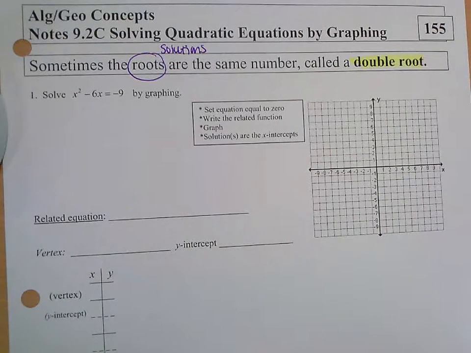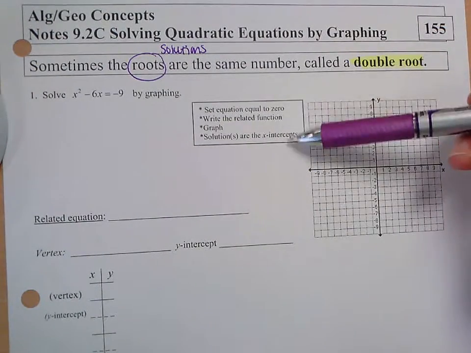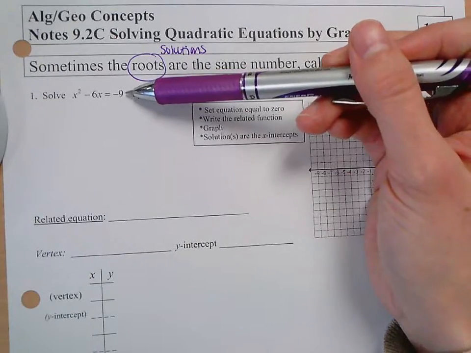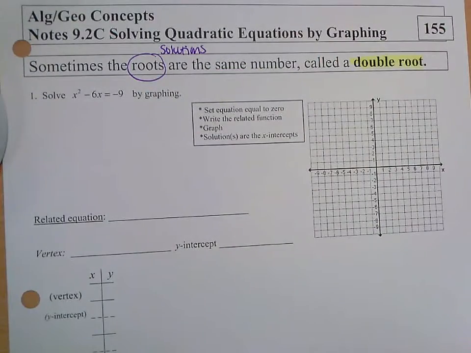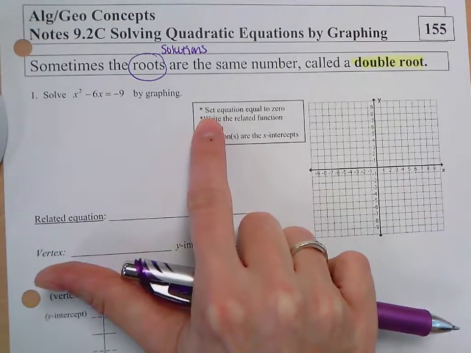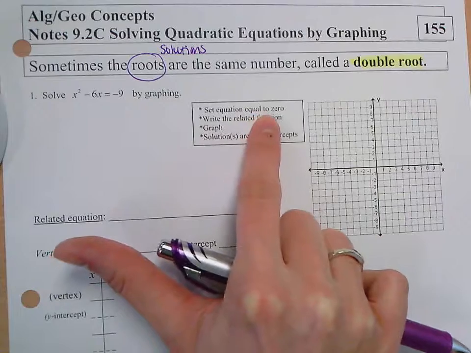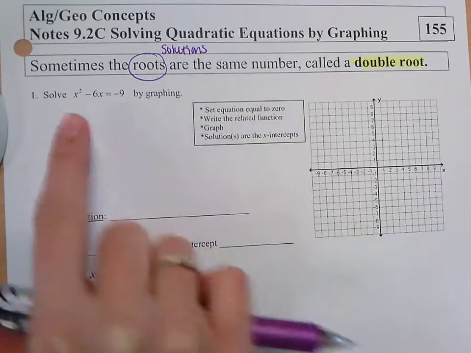Really, the two examples today, it's not a different process from what we've been doing. It's just a different way it could work out. You have on a different note sheet the steps to take. I have them here for you as a reminder. So we are solving this equation, x squared minus 6x equals -9 by graphing. So first step, set the equation equal to 0.